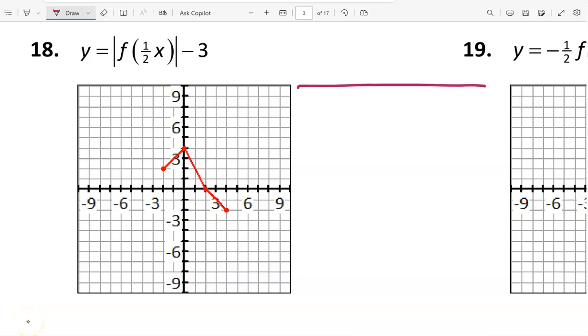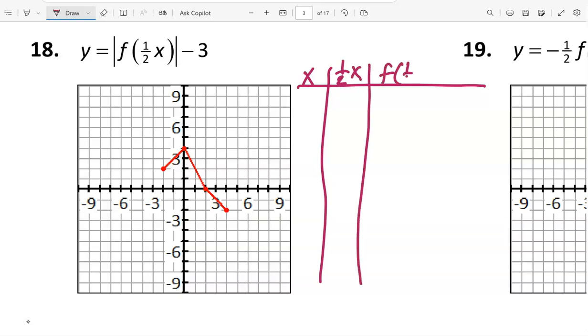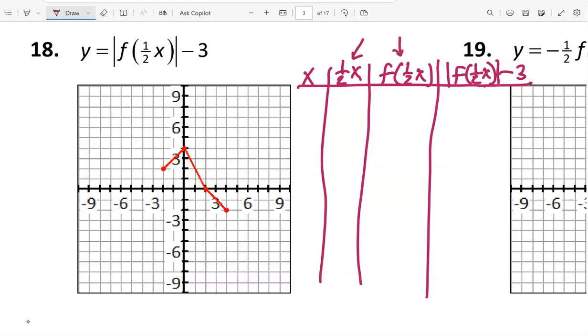For 18, I'm going to set up a table of values. X, 1/2 x, f of 1/2 x, and finally the absolute value of f of 1/2 x minus 3. I'm going to combine those last two operations into one column. The inputs and outputs for the function are right there. That's where we're going to put our parent function points, negative 2, 2, 0, 4, 2, 0, and 4, negative 2. If 1/2 x is equal to negative 2, then x must be negative 4.